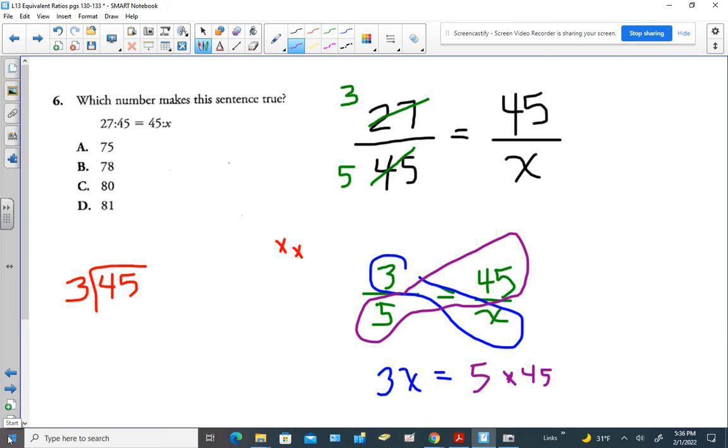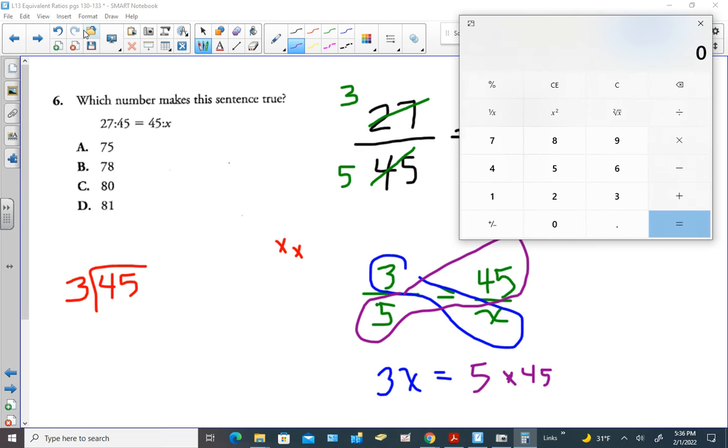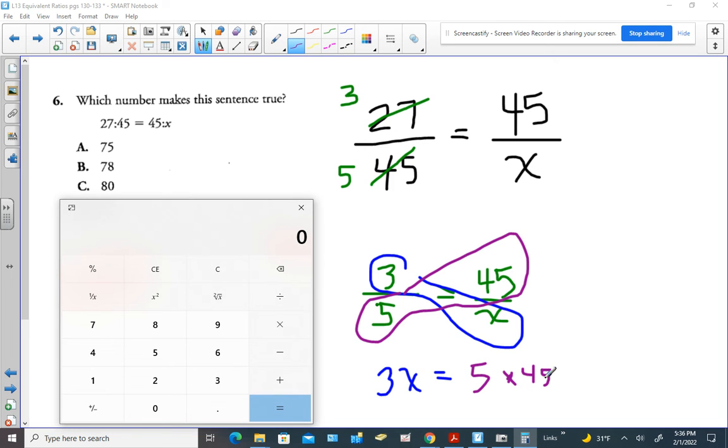And if I take out my trusty calculator, let's make it so we can see the screen as well. Let me drag this over here. If we do 5 times 45, we get the number 225.